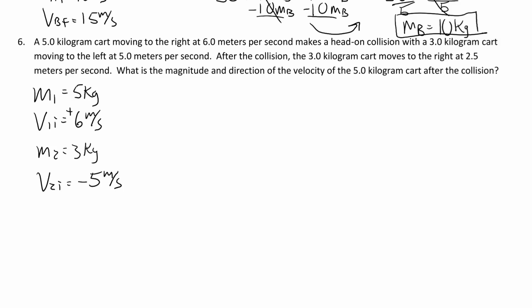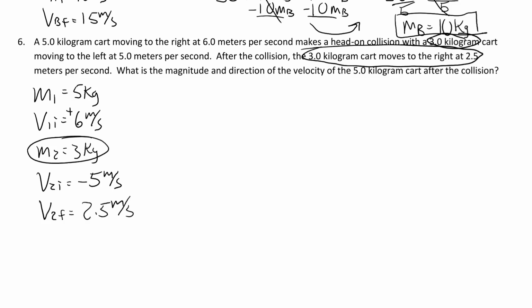Okay, so after the collision, the 3 kilogram cart, which we called 2, maybe that's another trick. All right, after the collision, the 3 kilogram cart moves to the right at 2.5 meters per second. So they're telling you V2F, because we called the 3 kilogram cart M2, and it says after the collision, the 3 kilogram cart moves to the right at 2.5 meters per second. So that's kind of like an added-in little trick just by the way they worded it.